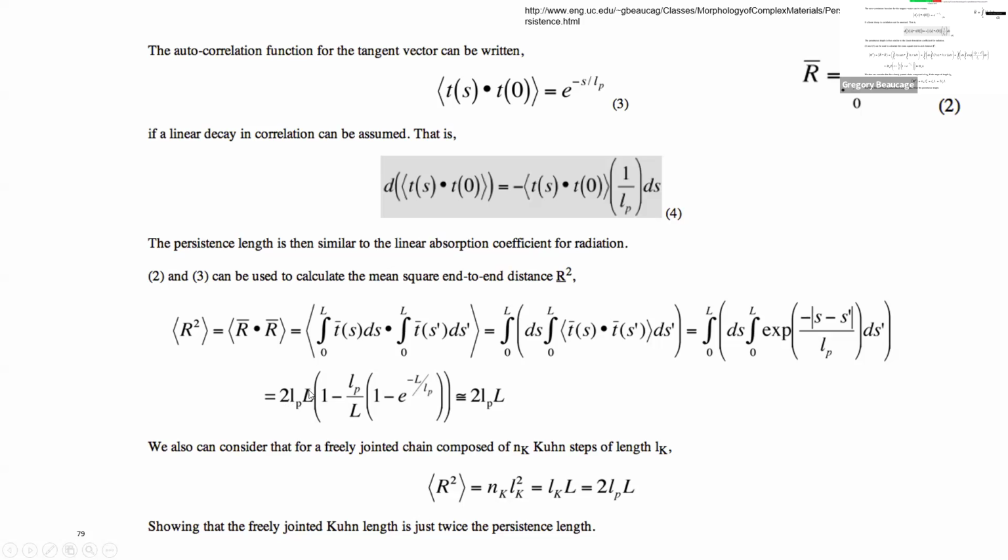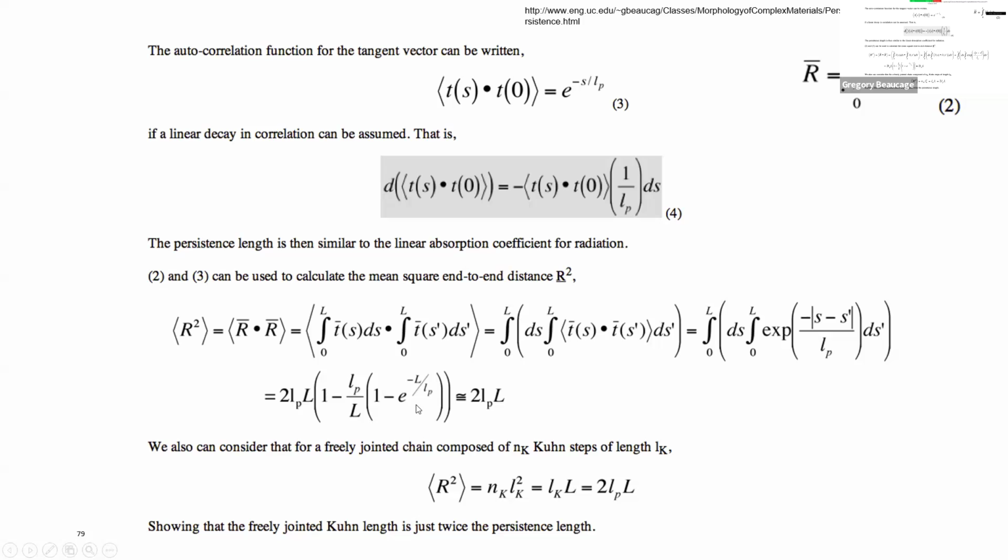That's L_P times L, L is a constant, but it's L_P times N_P, the number of persistence units. But L here is the same as L here, and here you have L_K L, you have L_P L, and there's a 2 in front, so it ends up being 2 L_P L. So 2 L_P is L_K, right?